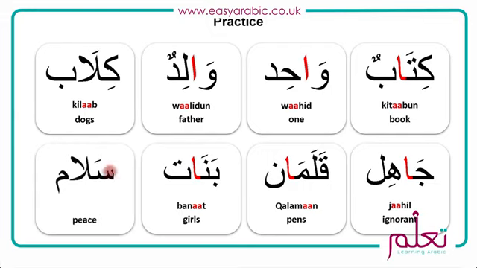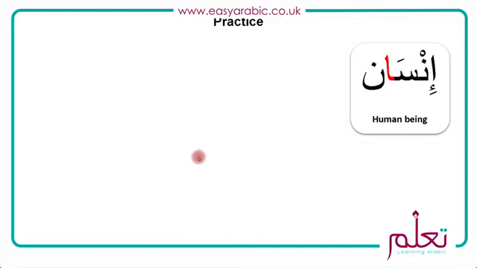Next one is sin with the fatha is sa, then the lam is sala, and then the alif, salam, which is peace. Okay, next one, alif with the kasra is i, noon with the sukoon is in. Remember what we said about the sukoon, it creates one syllable, in. Sin with the fatha is insa, and then the alif, insan, which is human being.